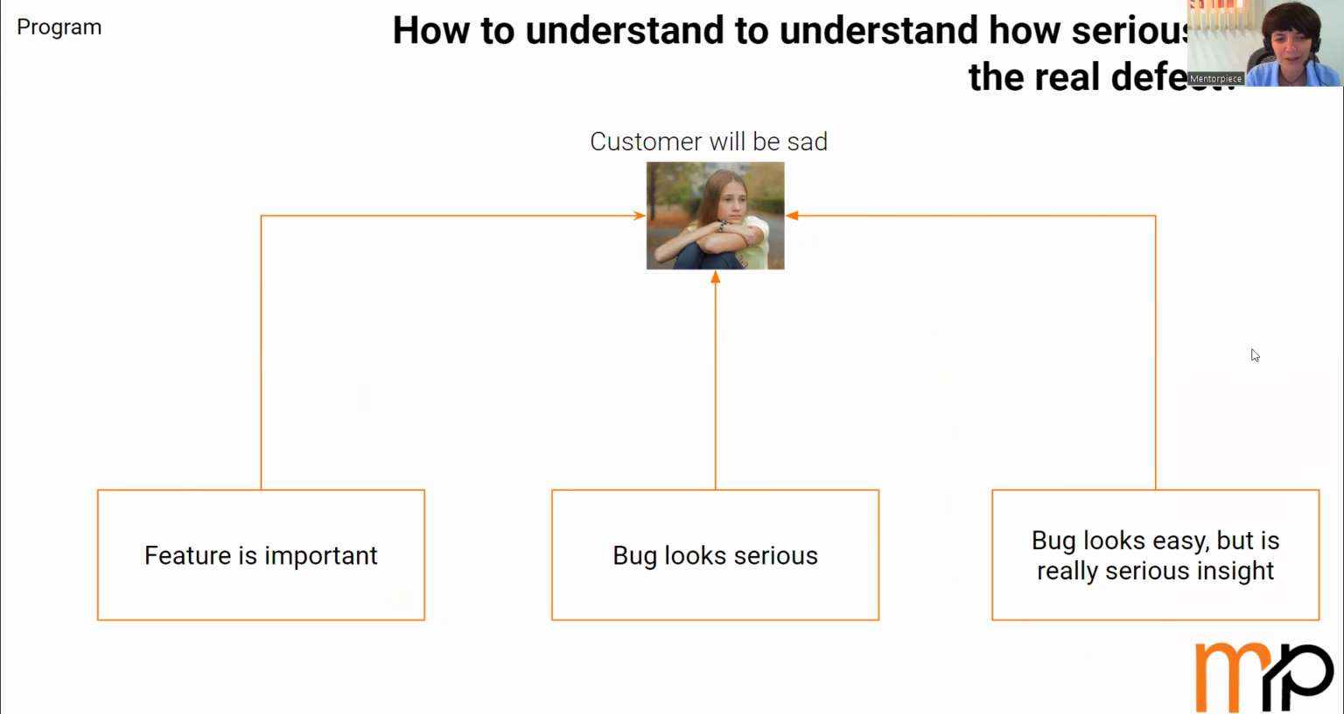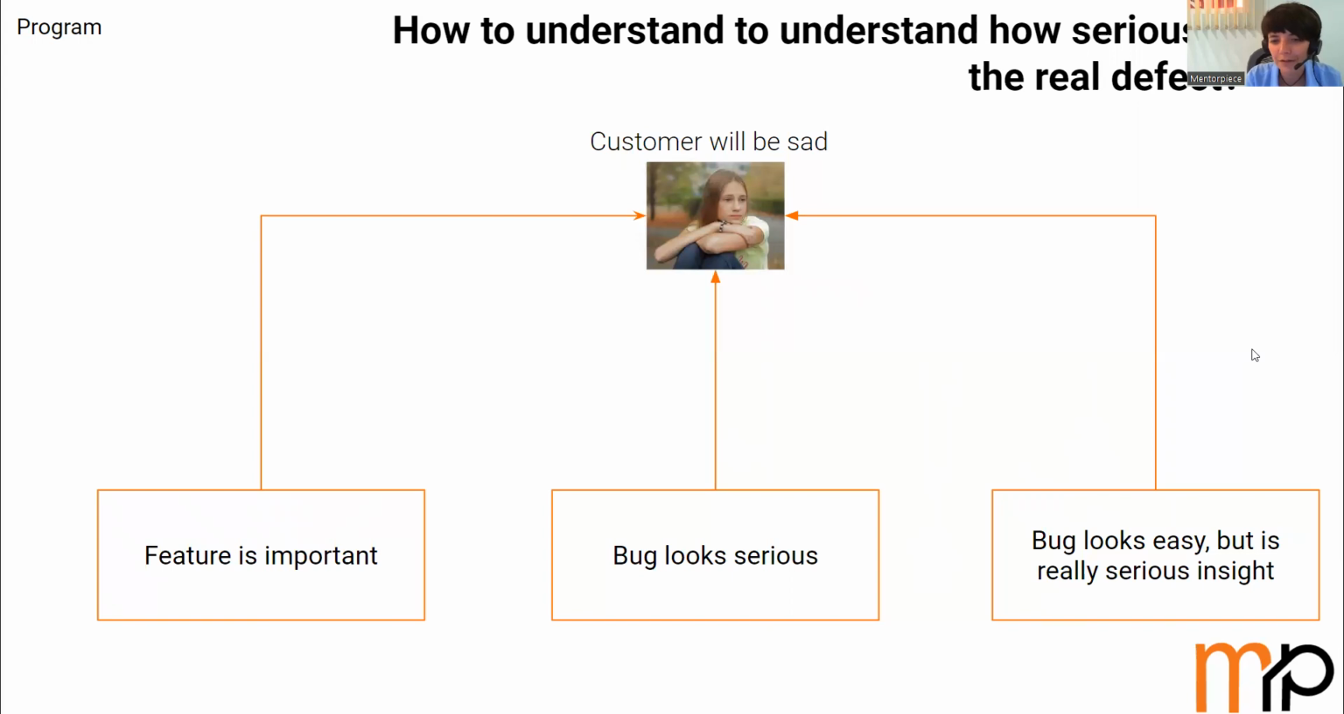So if we are talking about user interfaces and the reasons that we can observe on the user interface, it is understandable, especially if the feature is very important. We can suppose that the customer will be sad and the bug should be fixed in like 2 or 3 days, not more.